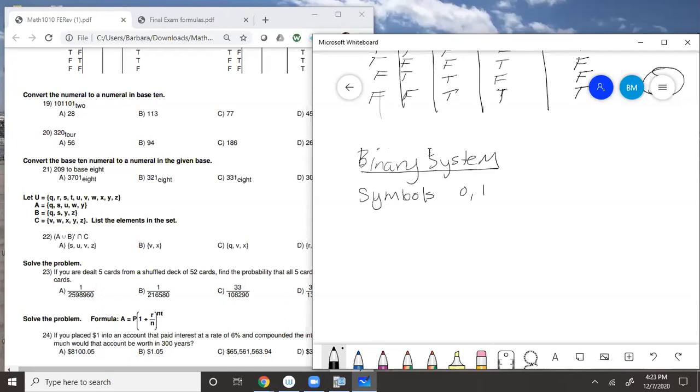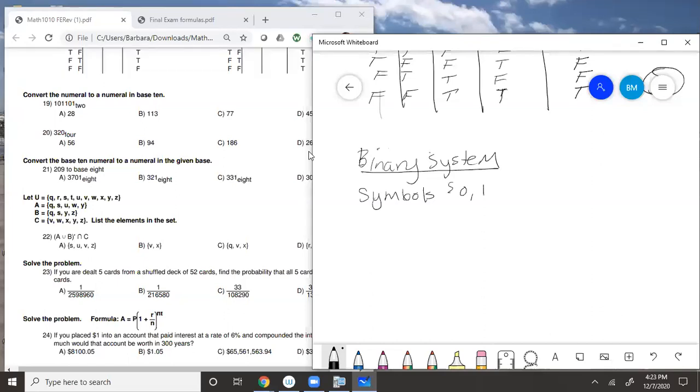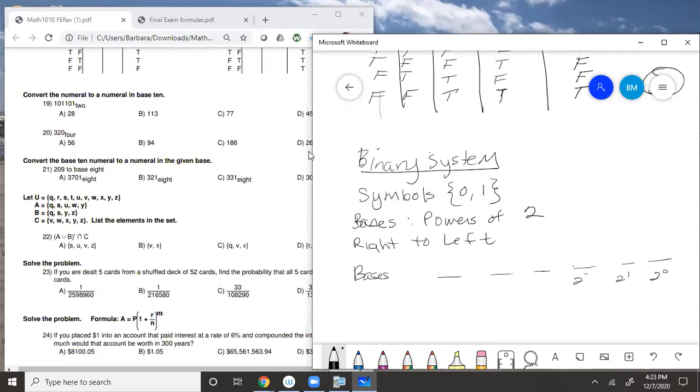And we use these symbols to represent every number in the decimal system. All right, so these are the symbols. And the bases are powers of 2. And it goes from right to left, because there's always a way in which we organize the numbers in every system. So here we go right to left in terms of the bases. So let's just put the bases in first. All right, starting with the first one. This is 2 to the 0, 2 to the 1, 2 squared, 2 cubed, 2 to the 4th, 2 to the 5th.